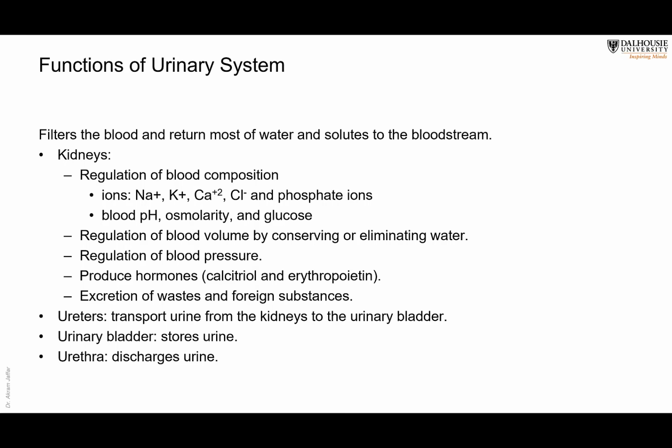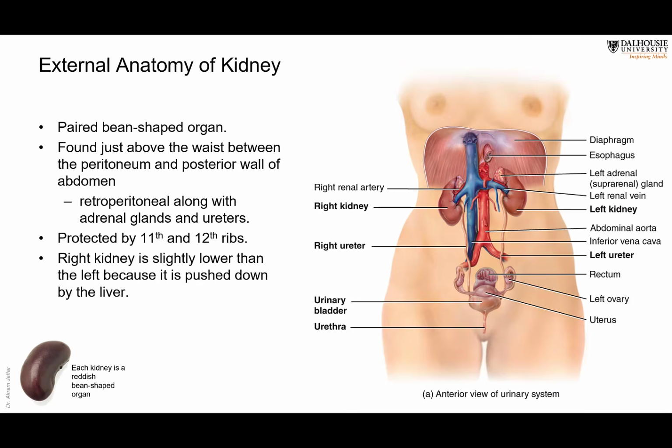Then you have the ureters, which transport urine from the kidney to the urinary bladder. And the urinary bladder here is not like the gallbladder. It just stores the urine. After the urine or the filtrate leaves the kidney, there's no more concentration or change in the composition of urine. And then the urethra, which discharges urine outside.